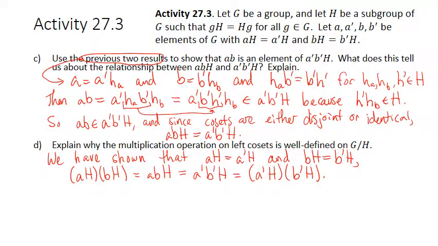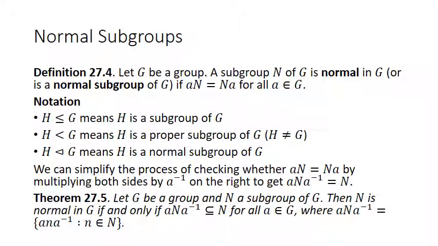Okay, so this brings us to the concept of normal subgroups. So definition 27.4, let G be a group. A subgroup N of G is normal in G, or is a normal subgroup of G, if AN equals NA for all A in G. So if all the left and the right cosets of N are the same, then the subgroup is called normal. And we're calling it N for short because it's N for normal, obviously.